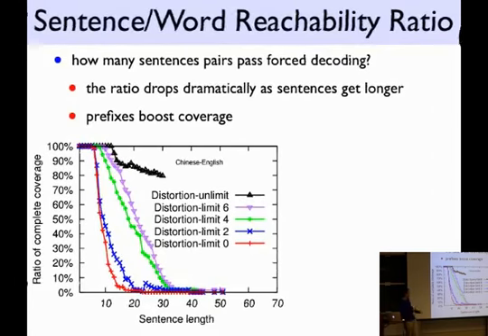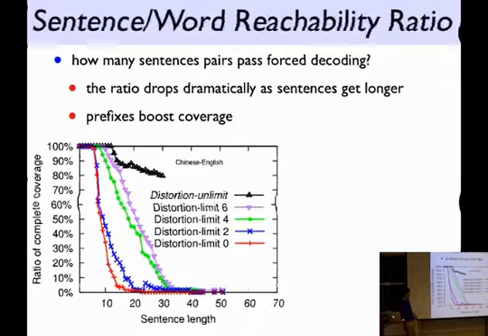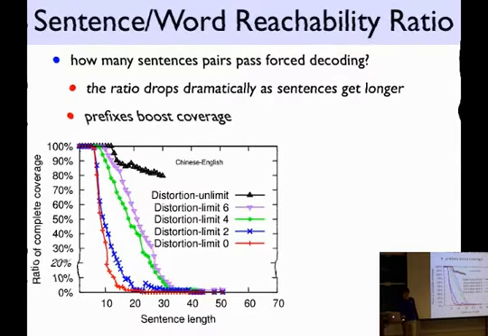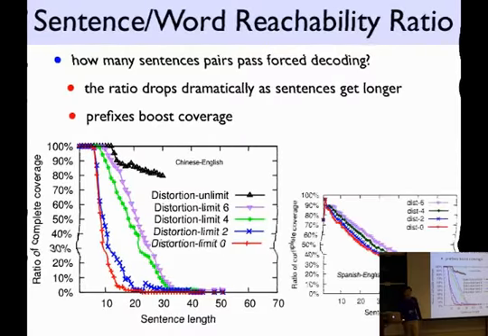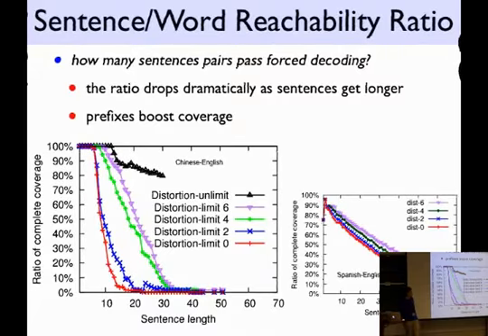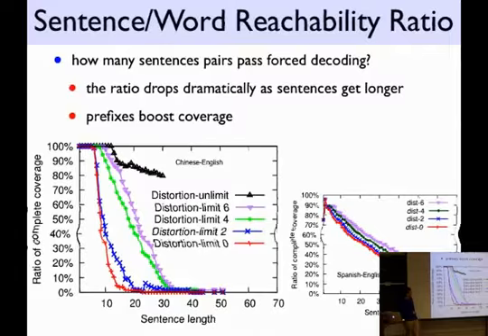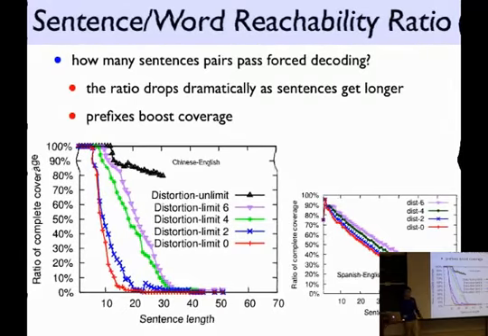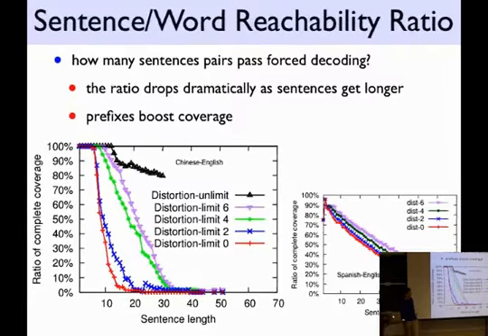But basically, for short sentences longer than 10. So even if you have unlimited distortion, you still have some sentences that are not reachable. Now, if you look at Spanish, that's hugely different. That's completely different. So Spanish doesn't care about distortion limit, and there are much higher reachability ratios than Chinese. And it doesn't matter if you have 0 or 2 or 6. It's always like this. Do you know why?